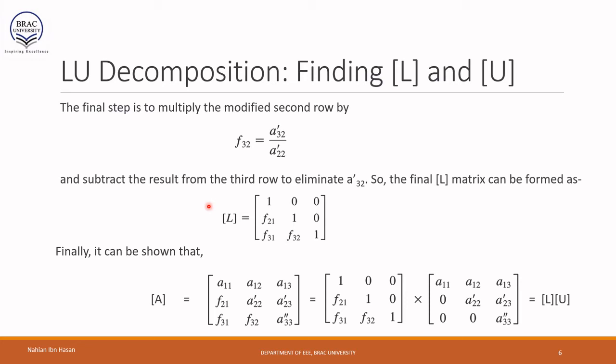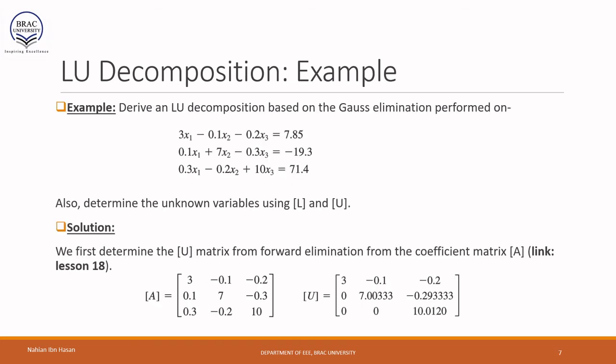So this is not a separate algorithm or separate method, actually the same approach and the same procedure that we had followed in the previous few lessons for Gaussian elimination. So finally, it can be shown that the whole A matrix can be easily reconstructed by multiplying the lower triangular matrix with the upper triangular matrix. If we multiply these two matrices, we can easily get back the original coefficient matrix. So that was the LU decomposition part.